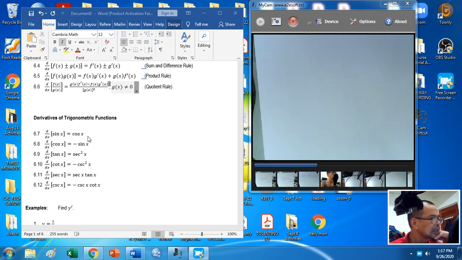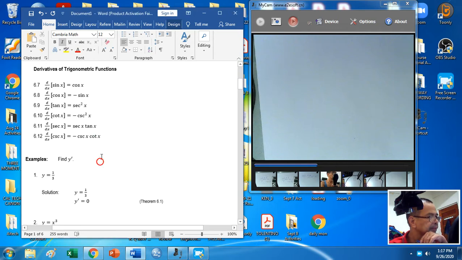Notice na ang lahat ng positive dito, yung sine, yung tangent, at saka yung secant. Yung lahat ng negative na may co, like cosine, cotangent, and cosecant. Now look, derivative ng sine, cosine, pero derivative ng cosine, negative sine. Okay? So, there are some examples here.